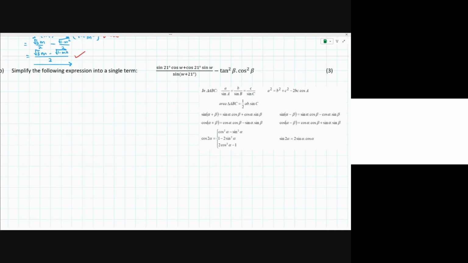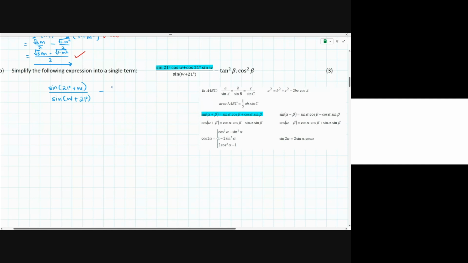First things first that we should notice is that the numerator is a compound angle situation. So it's sine cos plus cos sine, and we have this formula that we can apply here. So we can condense all of that to be sine 21 plus w, all over sine w plus 21. Now remember, it doesn't matter the order in which you add things, it's the same term. So what we actually have here is the same term divided by the same term. That will simplify, but we'll deal with that now.